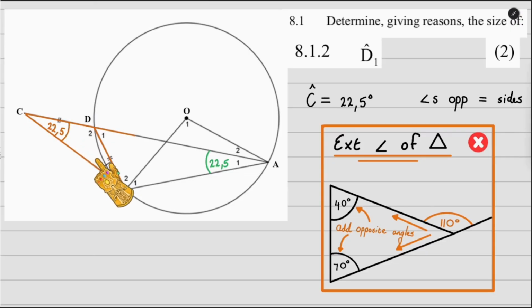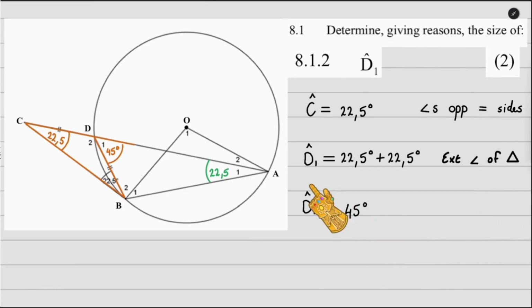So 22.5 plus 22.5 will give me an elegant 45 degrees over there. And this is the best way to write it up. You just state D1 equals the opposite 2 angles added together for the reason of exterior angle of triangle, and then you just simplify that. You can also pop it into your calculator to triple check, and we get D1 to be 45, which I have indicated on the sketch.